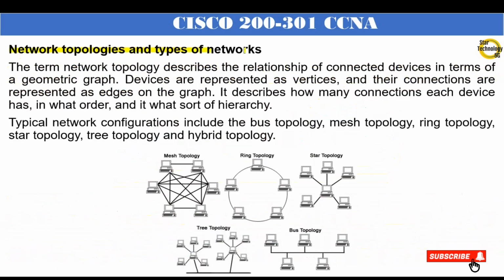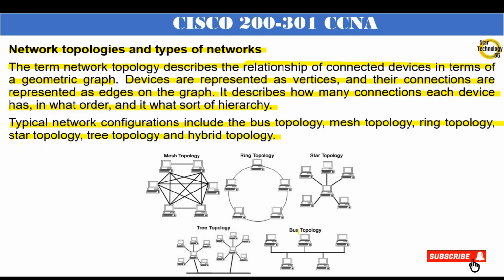Network topologies and types of networks. The term network topology describes the relationship of connected devices in terms of a geometric graph. Devices are represented as vertices, and their connections are represented as edges on the graph. It describes how many connections each device has, in what order, and in what sort of hierarchy. Typical network configurations include the bus topology, mesh topology, ring topology, star topology, tree topology, and hybrid topology.